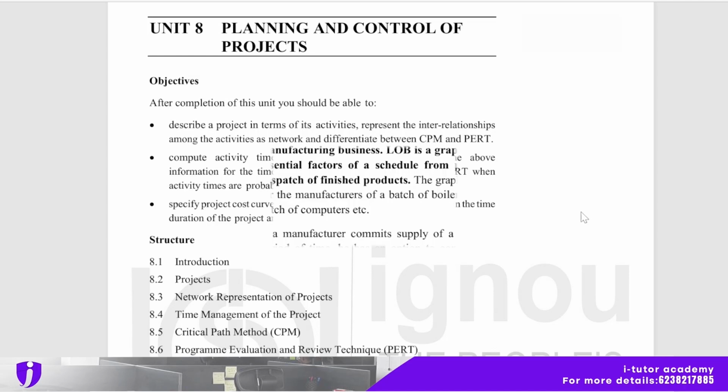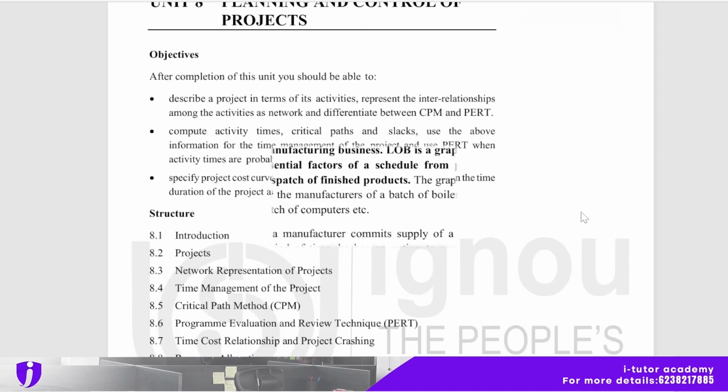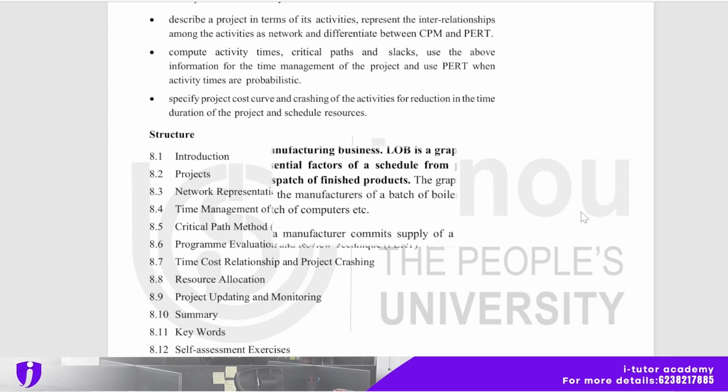In today's session, we will start with unit 8 of MMPC 009. In the last section, we covered unit 7, and unit 8 is planning and control of projects. The objectives of this unit are to describe the project in terms of its activities, represent the interrelationship among the activities as a network and differentiate between CPM and PERT. Compute activity time, critical path and slacks.